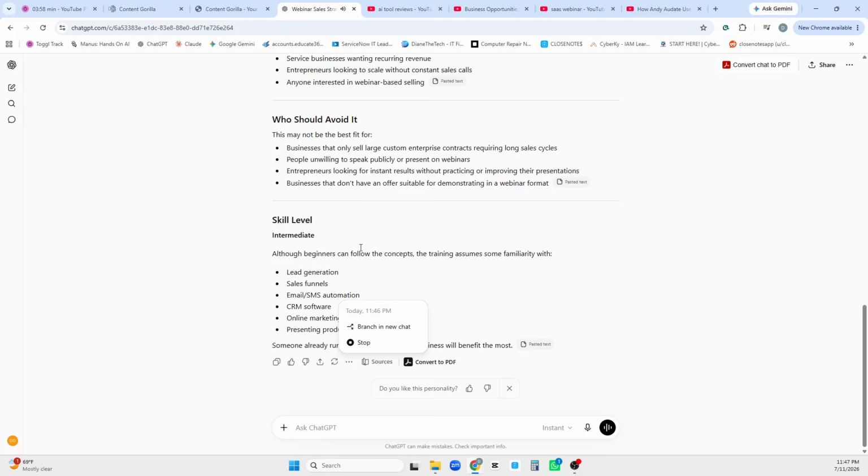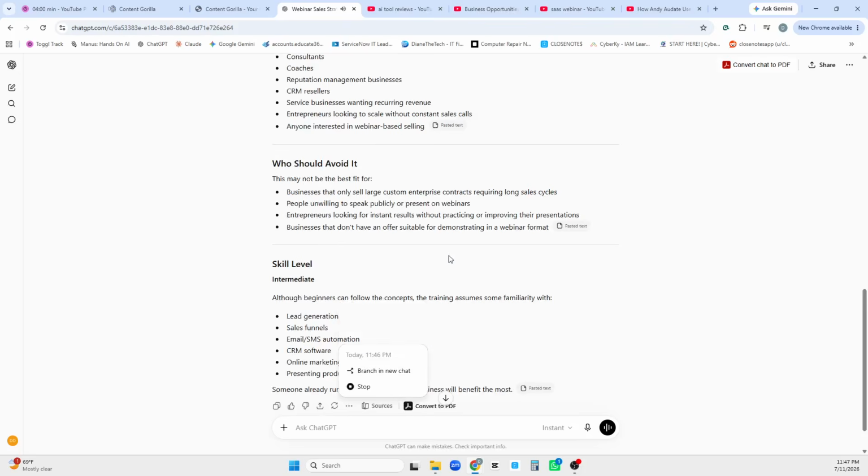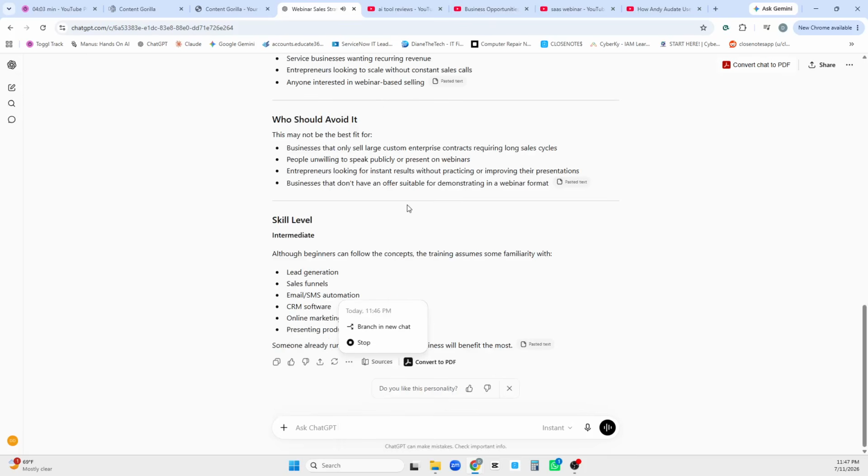Main idea. The speaker explains how to sell SaaS or other services using one-to-many webinars instead of one-on-one sales calls. The core. See, so that's really great.